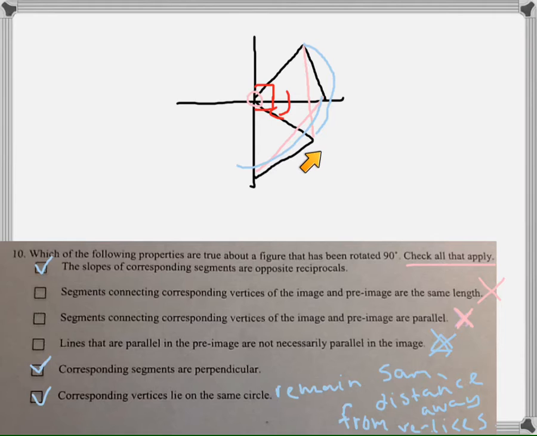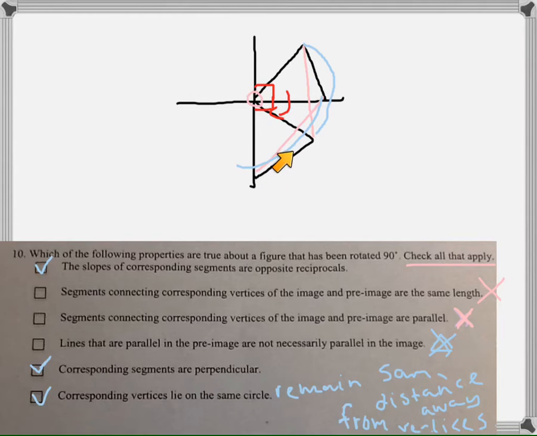One thing about a rotation is that the shape remains the same, all angles and all sides remain the same. So if all angles remain the same, how the sides are to each other would remain the same. So if something was parallel in the previous image, it would have to be parallel in the after image, or the image and pre-image. Corresponding segments are perpendicular.